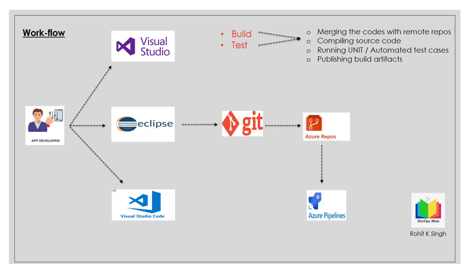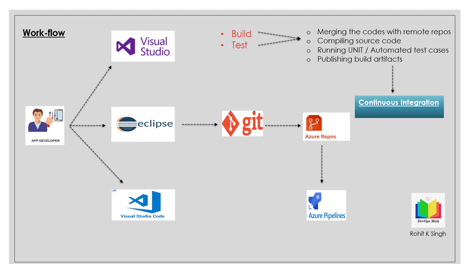Okay, so what is build? Merging the code with the remote repos, compiling the source code, running the unit test cases, running the code analysis, creating a build artifact. This all together forms continuous integration. This is a continuous loop.